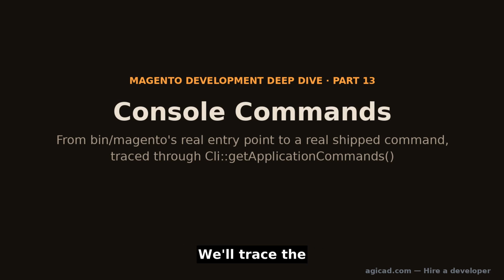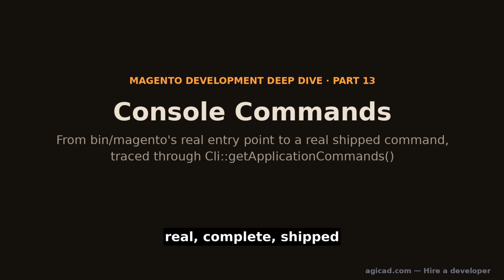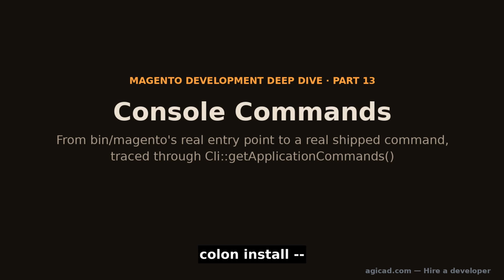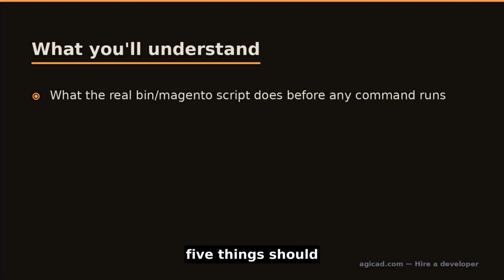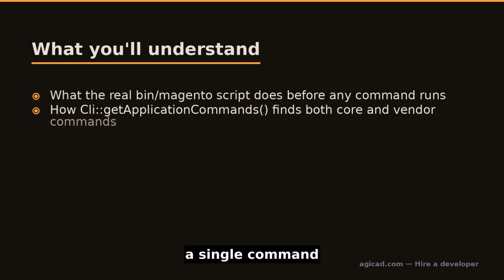We'll trace the real bin/Magento entry script, the real CLI class that does the discovery work, the real interface every command bundle implements, and a real, complete, shipped command, cron:install, using ground truth line numbers from a local checkout of the pinned 2.4.9 tag. By the end of this part, 5 things should click. What the real bin/Magento script does, in plain PHP, before a single command actually runs.